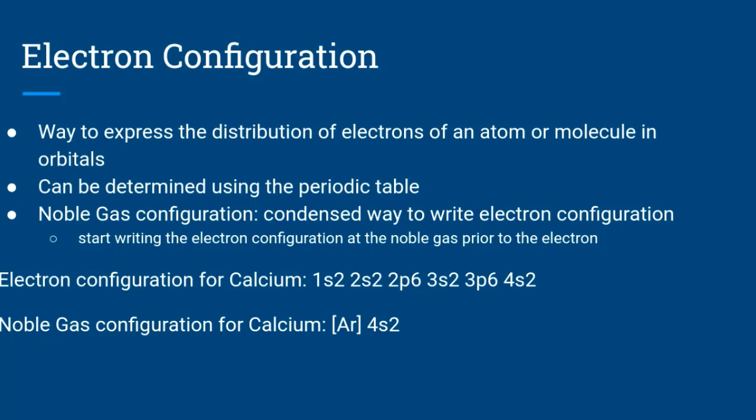I'm just going to give the example of calcium. For the regular electron configuration for calcium, you start off at hydrogen, which is in the 1s shell. You just do 1s2, 2s2, and go across the periodic table until you get to calcium. However, for the noble gas configuration, you would simply start at argon and then go down to the next row and go from there. I'm going to expand on that in a little bit.